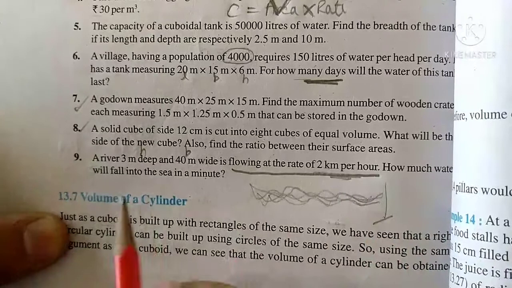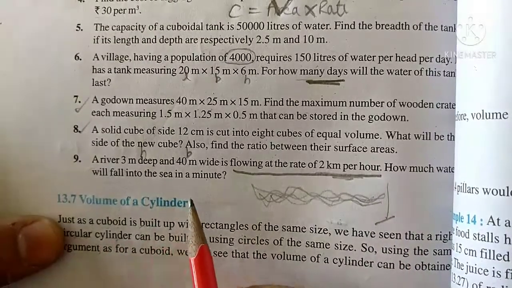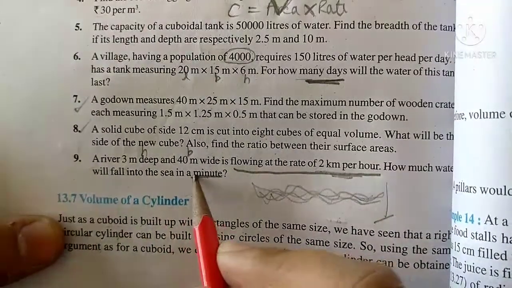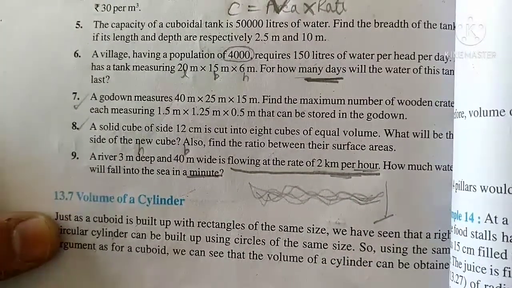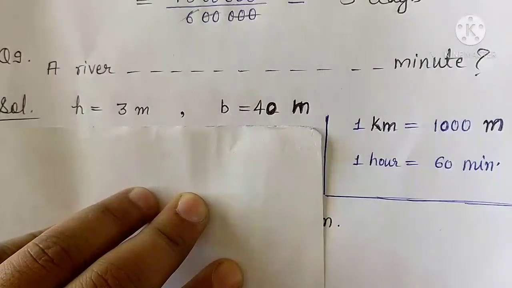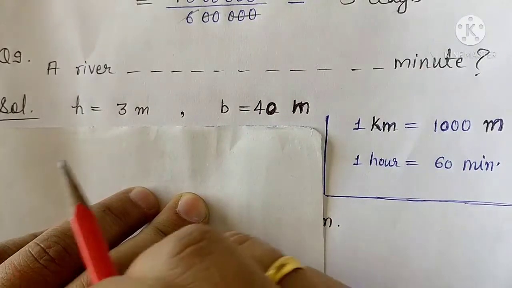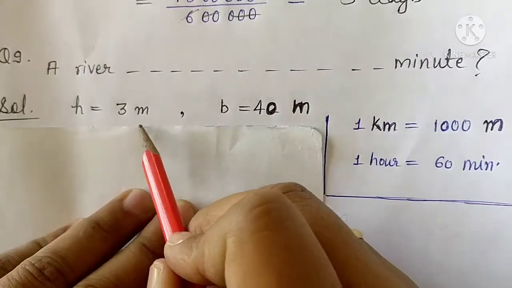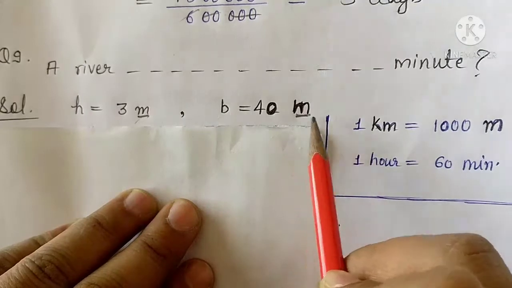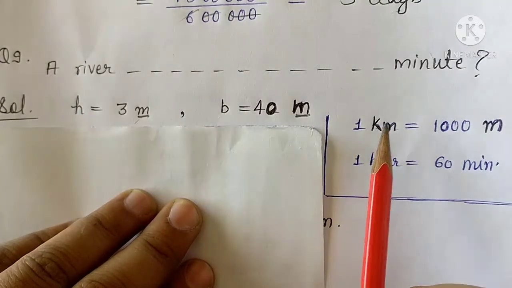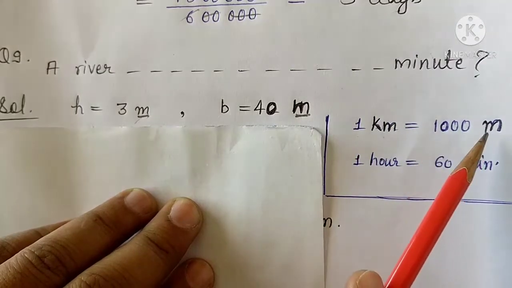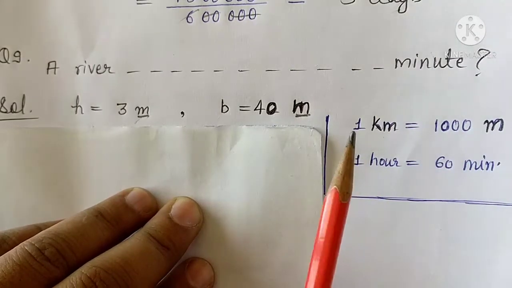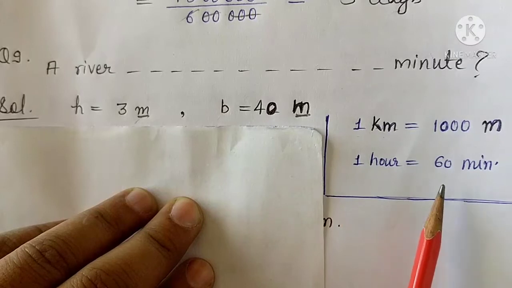How much water will fall into the sea in 1 minute? They are asking the answer in minutes, and here they have given it in hours, so we have to convert this into minutes also. So let's do this question. As we can see, they have already given height and breadth in meters only, 3 meter, 40 meter. So we have to convert this kilometer also into meters. We know very well, 1 kilometer equals how many meters? 1000 meters. And we have to write the answer in minutes. So 1 hour equals how many minutes? 60 minutes. You know very well.